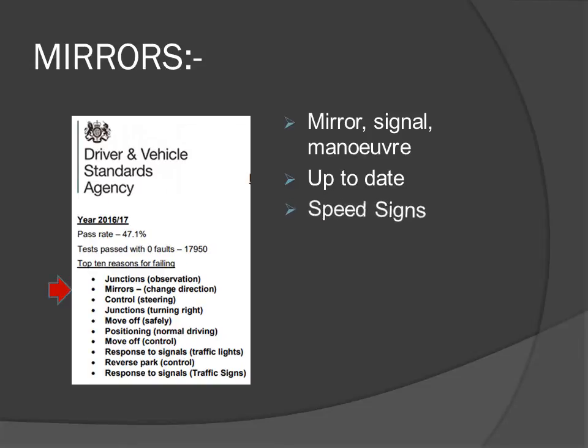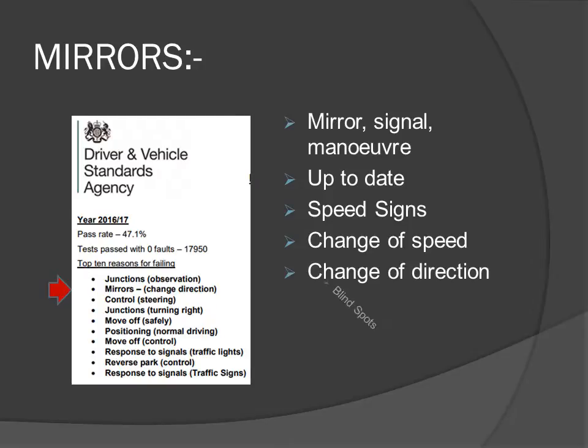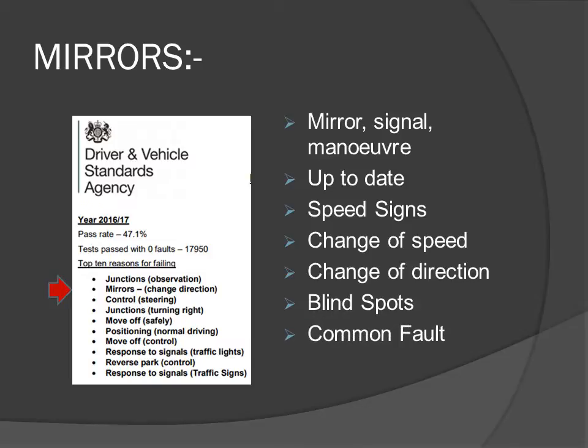You should always check your mirrors before signalling, change of speed, or change of direction, for example, parked cars, changing lanes, including the unexpected. The only time you would not check your mirrors is if you had to do an emergency stop. Where mirrors are not enough, remember to do your blind spot check, for example, setting off from the side of the road, or if necessary, a rear observation. The common fault is signalling before checking the mirrors. Always check your mirrors first.